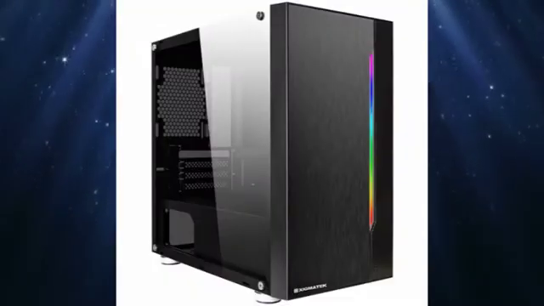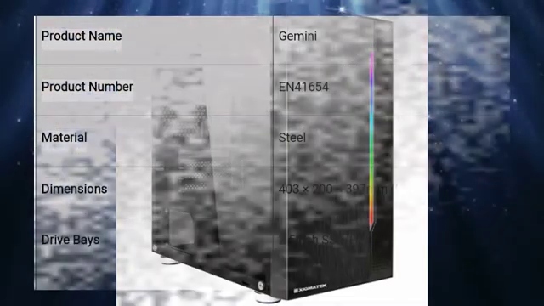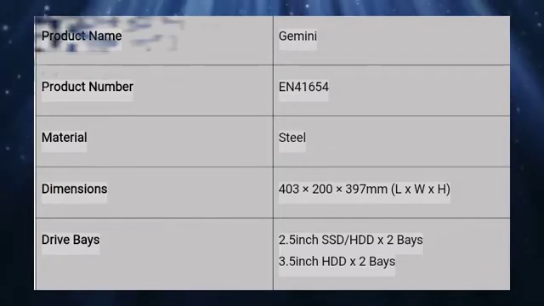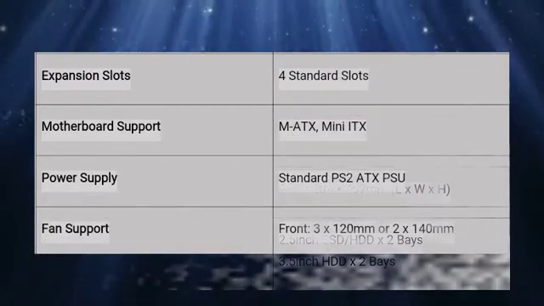Secondly, we propose a computer case for Nawal, and we chose the Zigmatek Gemini RGB strip. The material of this computer case is steel. The dimension is 403 x 200 x 397 mm. The drive bays are 2.5-inch SSD/HDD and 3.5-inch HDD. Expansion slots: 4 standard slots.